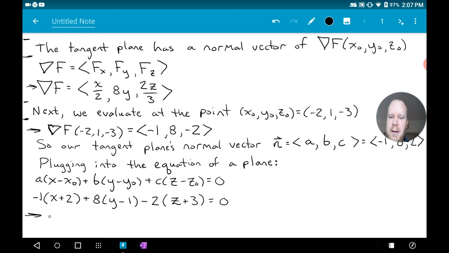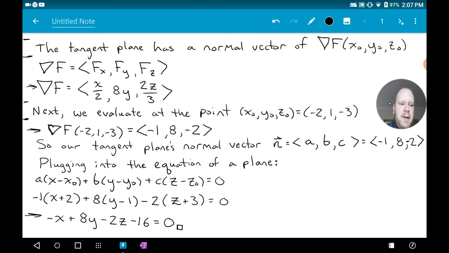This in turn is going to give us, let's see, negative x plus 8y minus 2z, and then I'll combine all my constant terms. So it looks like I have -2, -8 will give me -10, minus 6, so -16 is equal to 0. And that's my equation for the tangent plane.